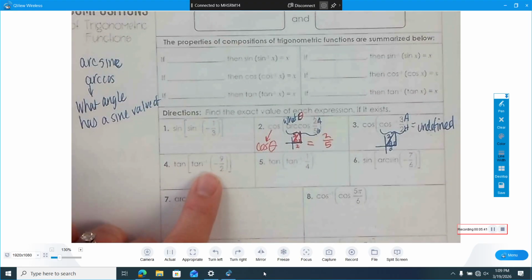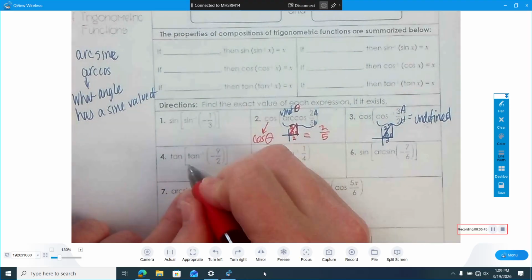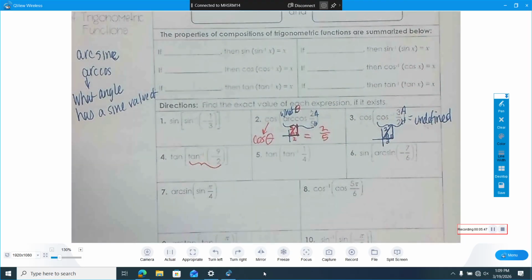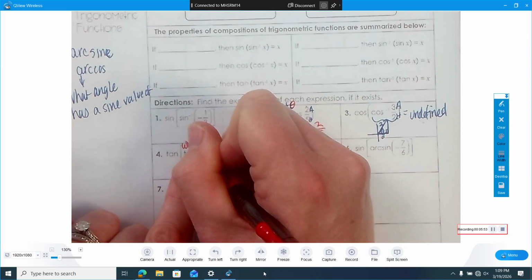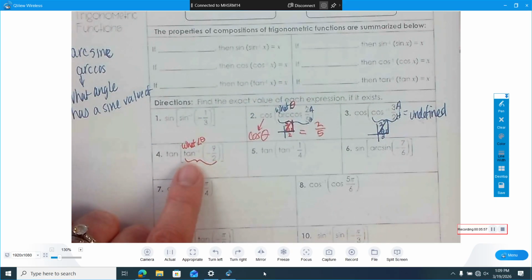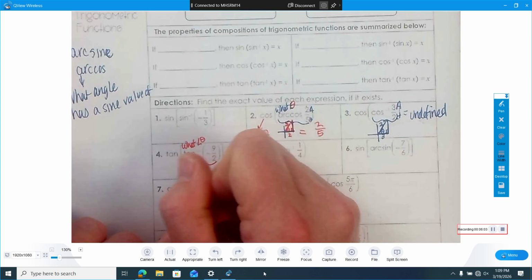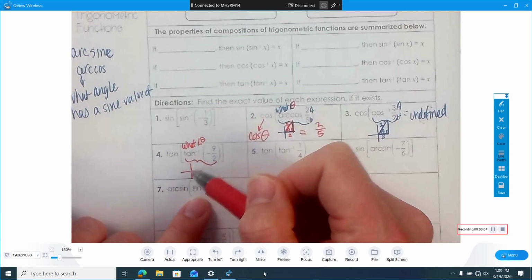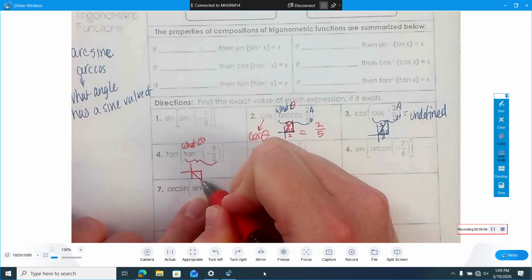Tangent. So again, I'm going to start on the inside here. This is arc tangent. It is negative. And so this is saying, hey, what angle theta has a tangent ratio of -9/2? If it's -9/2, can I draw that in quadrant 1? No, I can't. I have to draw it down here in quadrant 2.